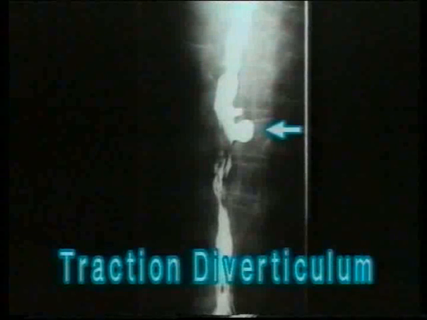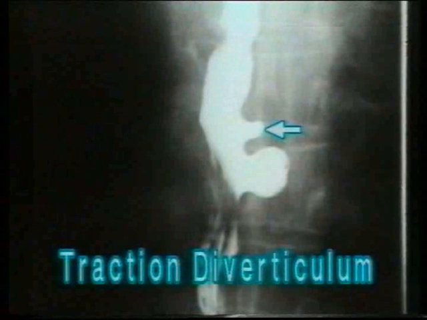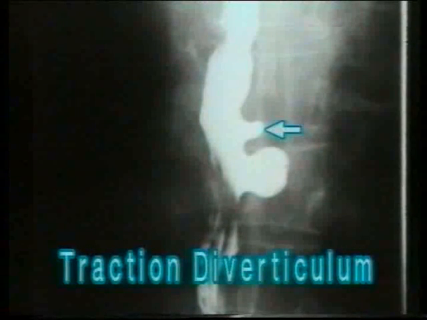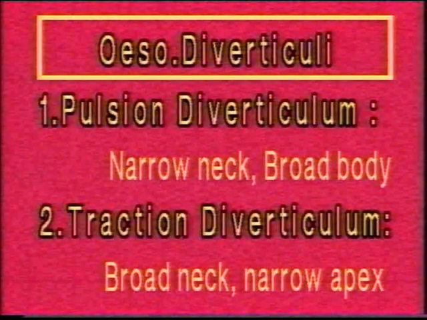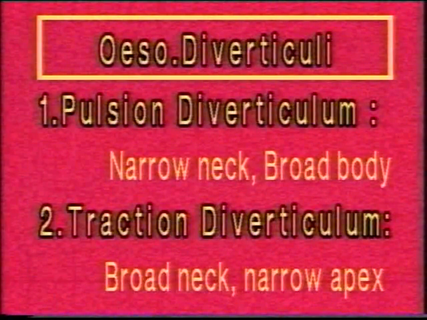This is another X-ray showing two diverticuli in the middle third of the esophagus. The base is broad and the smaller diverticulum shows the typical narrow apex. These are traction diverticuli. So the features of the two types of esophageal diverticuli are pulsion diverticuli showing narrow neck and broad body, and traction diverticuli showing broad neck and narrow apex.